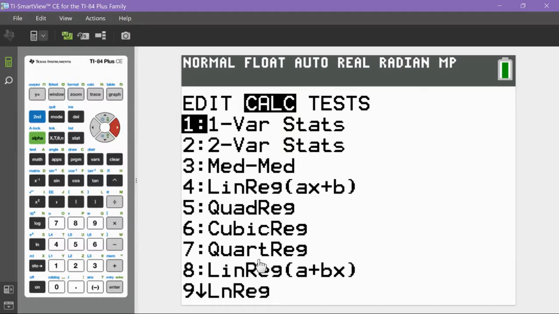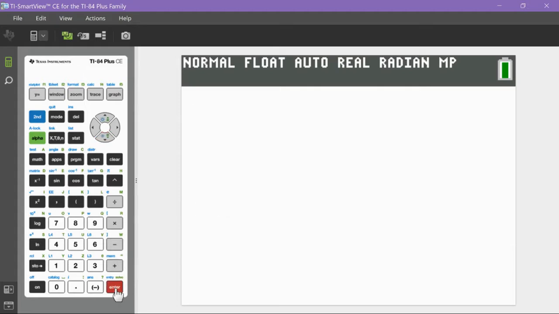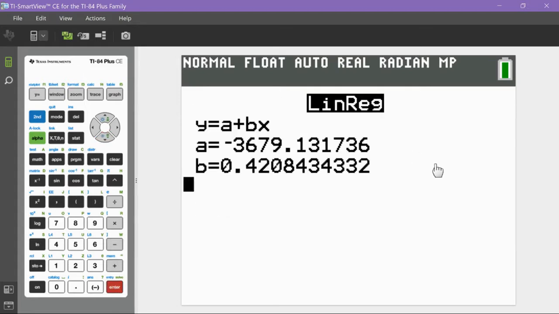So I'm going to go to stat calc, going to go down to number 8. I'm going to say my x list is L1, my y list is L2. Now you want to be careful because we're coming out of probability. You may have this say L2. We don't want that. Delete it, leave it blank. Biggest mistake I believe people will make going into Unit 9. Calculate, and I get my linear regression model.